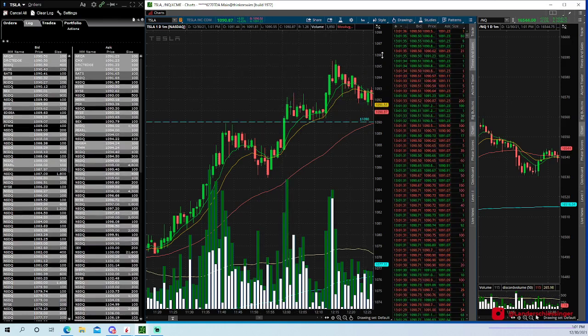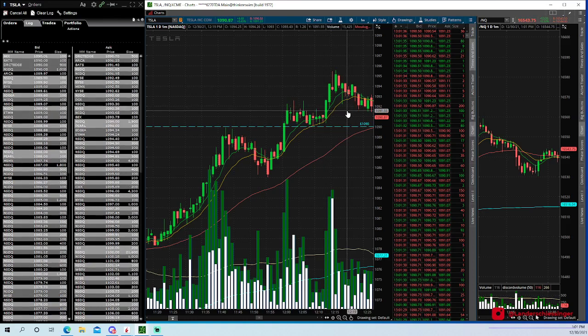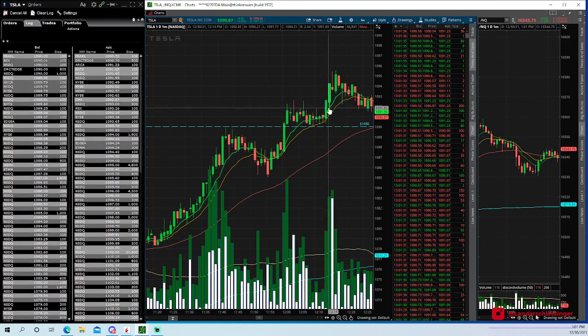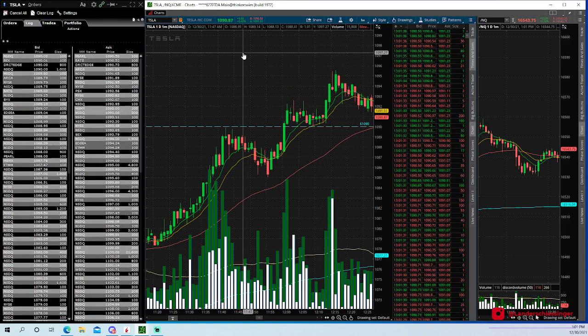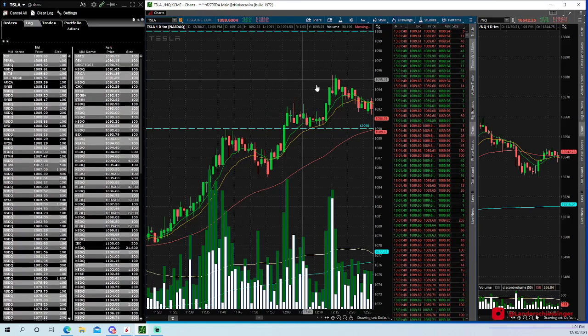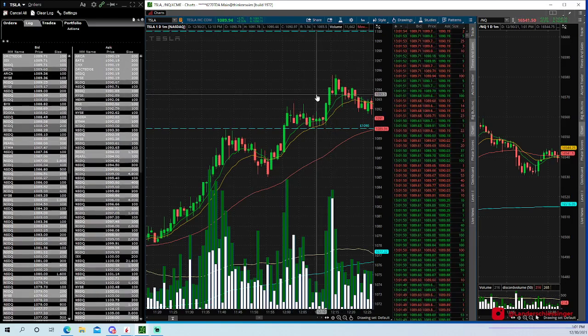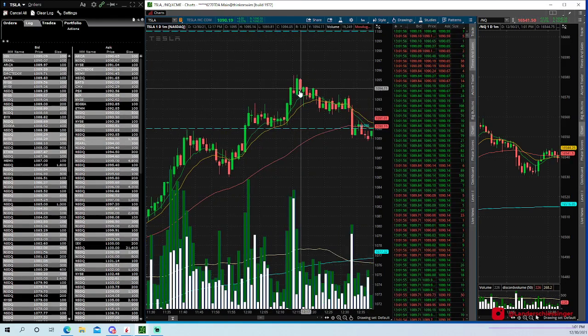Took some profits here, up about 20%, held it a little bit longer, waited for it to close above here again. So we were waiting for that 1091.55 close above there. That's how we knew we were back in business. Went all the way up to around 1095. When it started rejecting that 1095 on this candle, I started getting out more. And then when it closed under here, we were fully out, which was a nice play.